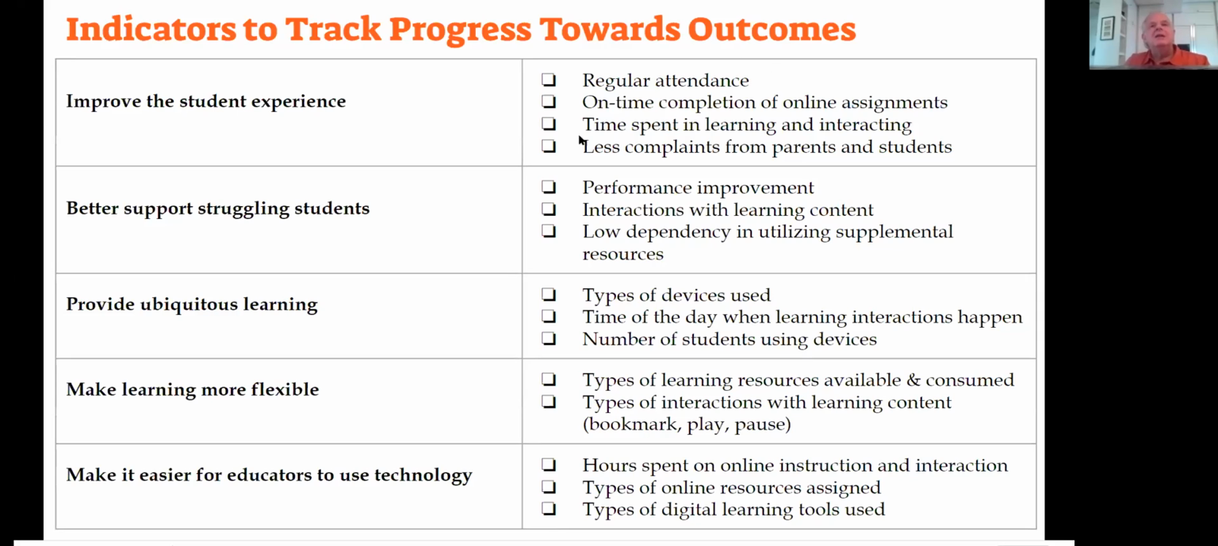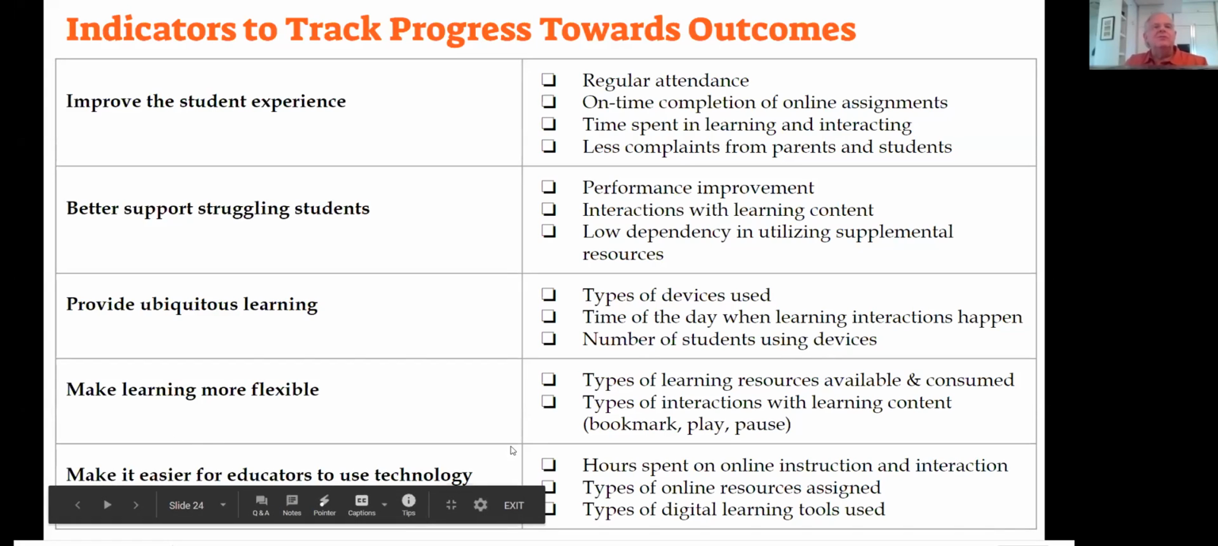So these are the indicators over here of these goals. If you want to improve the student experience, can you check these boxes? Regular attendance, on-time completion, time spent in learning, fewer complaints from parents and students. To skip down, if you want to create this ubiquitous learning environment, have you looked at the types of devices used? There are these software tools that will give you a picture of what tools are being used and how they're being used. When's the time of day when learning interactions happen? So is homework being done at 11:30 at night when it's due the next morning at 8 a.m.? How many students are using devices?